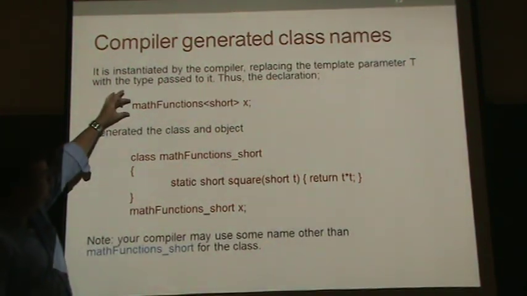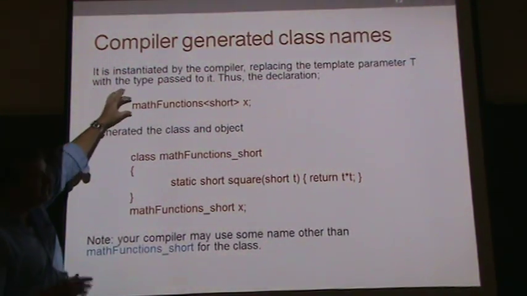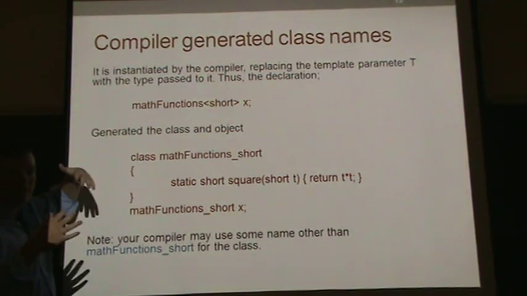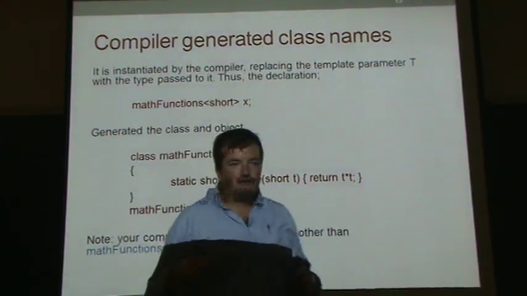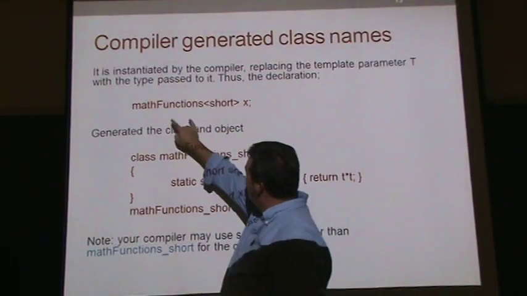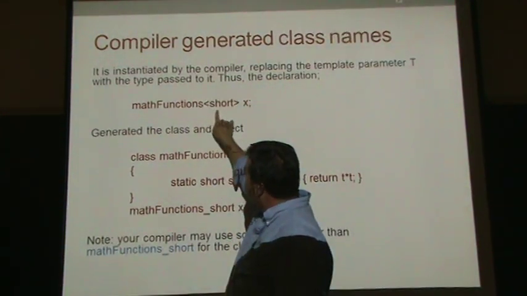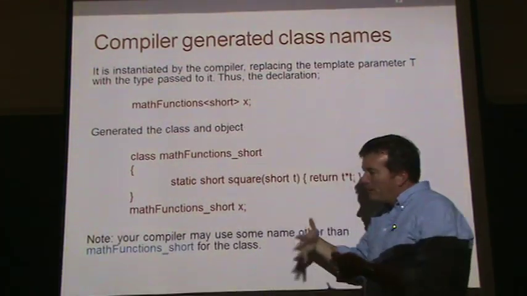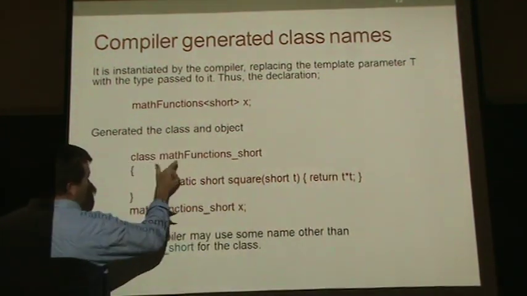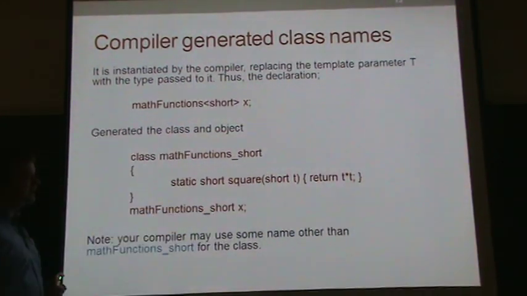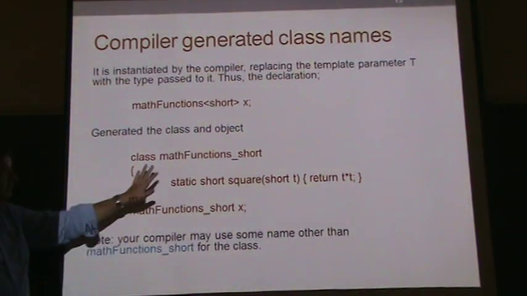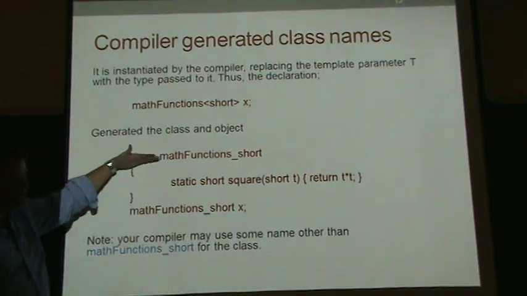So again, what we did was we created a template class called math functions. And we could do math functions of shorts, math functions of doubles, math functions of anything where multiply makes sense. So now we say, I want to make X be a math functions of shorts. Then you compile stuff and you start getting compiler errors. You might see something that says, there's a class called math functions underscore short. And you say, I didn't make that. But the compiler made it for you.